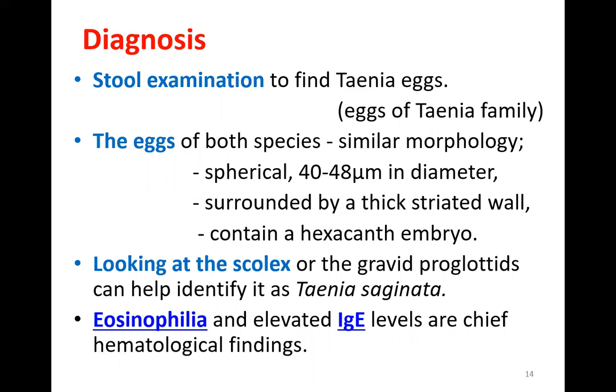When infestation by this parasite is there, the eosinophil count and percentage in the patient's blood is increased, which is called eosinophilia. And also the immunoglobulin E levels are raised in these patients. So eosinophilia and elevated IgE levels are the chief hematological findings.